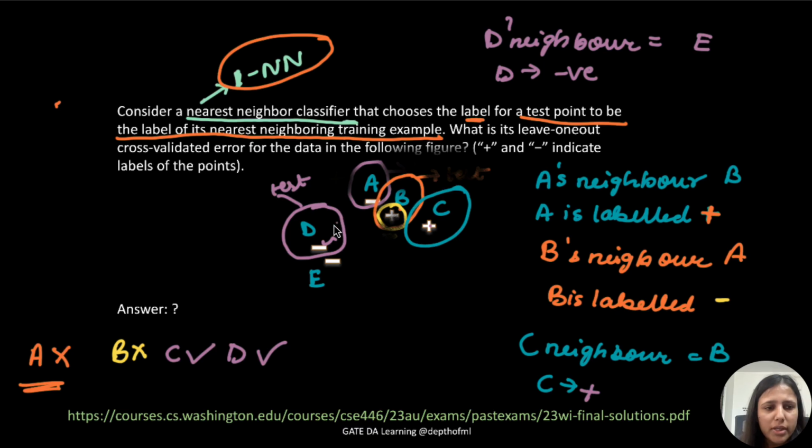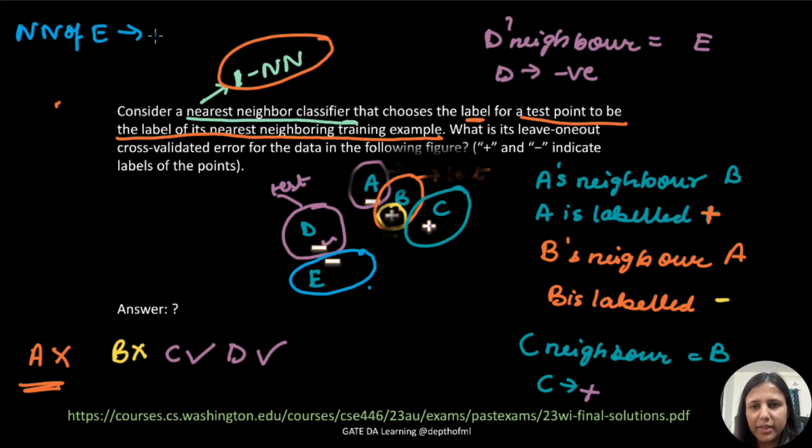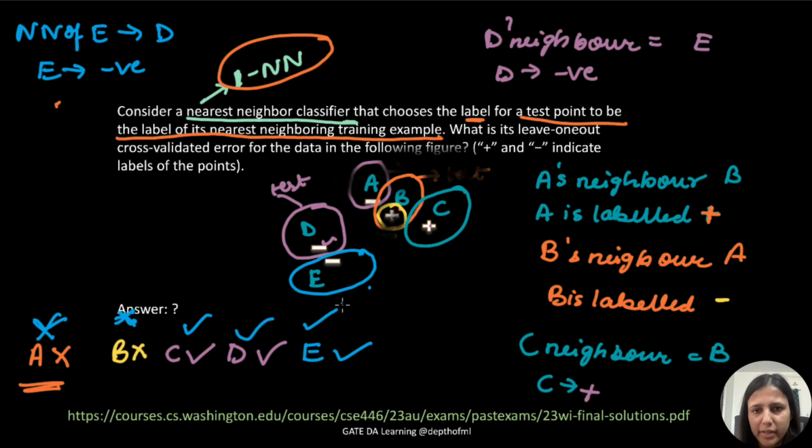Now let's talk about E. Let's leave out E and construct the classifier with the rest of the samples. Now E comes in, and we'll find the nearest neighbor of E. The nearest neighbor of E is D. D is labeled negatively in the training set. So E will also be labeled as negative, right? And the true label of E is also negative. So E will be labeled correctly, right? So out of 5 samples, 2, A and B, we are not able to label correctly. The rest 3 of them we are able to classify correctly.